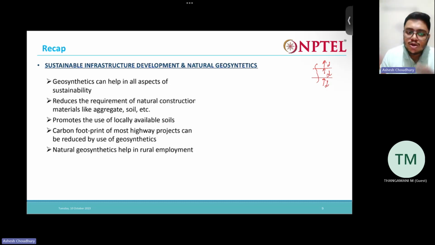Then it promotes the use of locally available materials. Say you had to construct a reinforced earth wall, a reinforced soil wall. For that, you can use the locally available soil. If the locally available soil is fine, you can just use it. You need not bring very strong, highly cohesionless aggregates or soil from somewhere else.